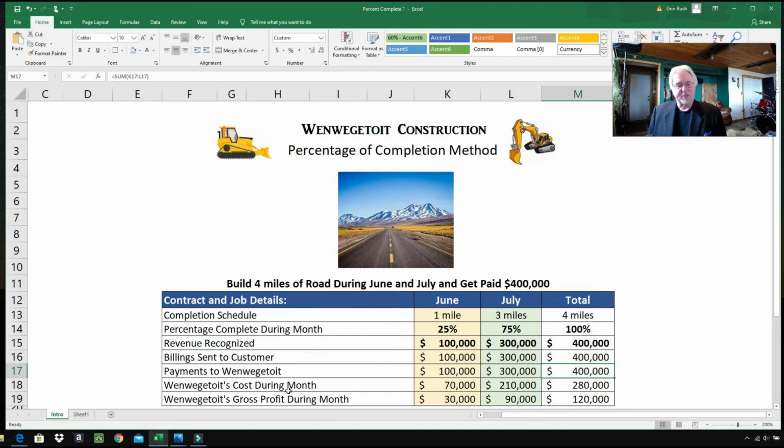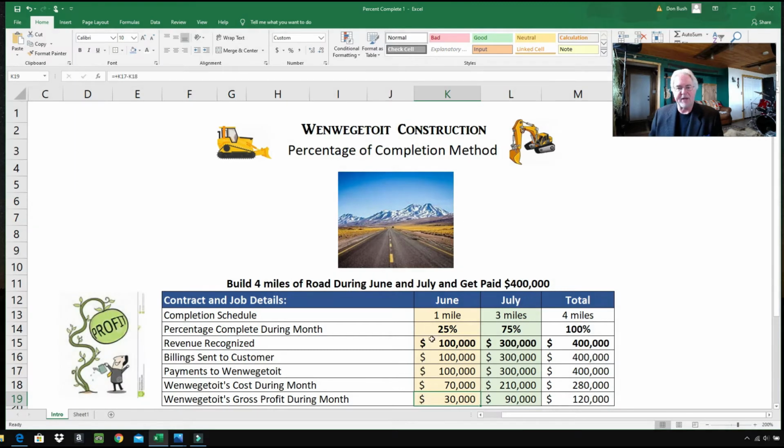When We Get To It's cost during the month, well, they hope to make a profit, and they believe that their cost to build that first mile will be $70,000. And the way that I drew up this example is that each mile is going to cost $70,000. So in July, if they build the remaining 3 miles, that'll come to $210,000 for a grand total of $280,000. 70 plus 210 is $280,000. And then finally, the last line here, When We Get To It's gross profit during the month.